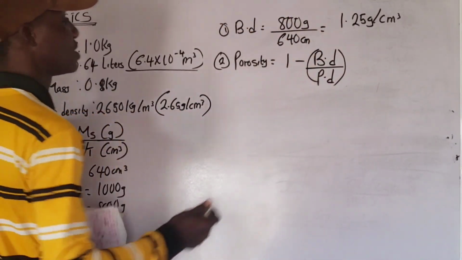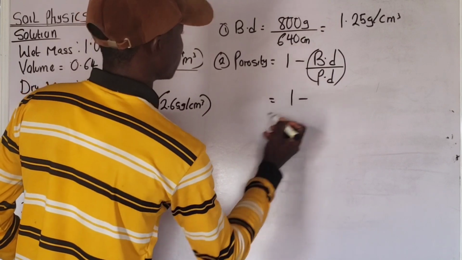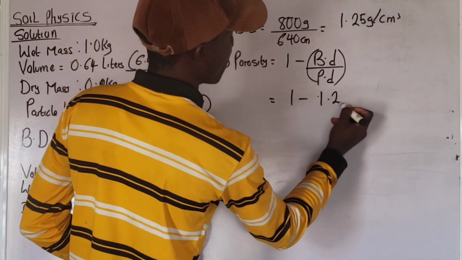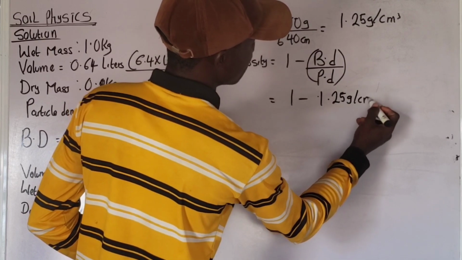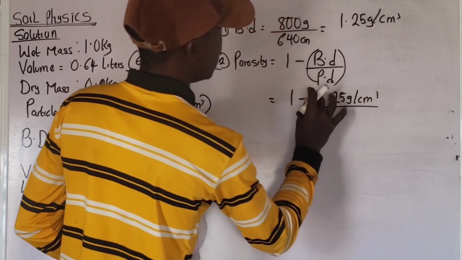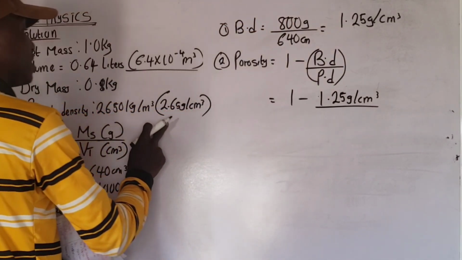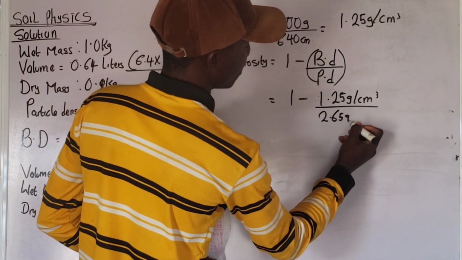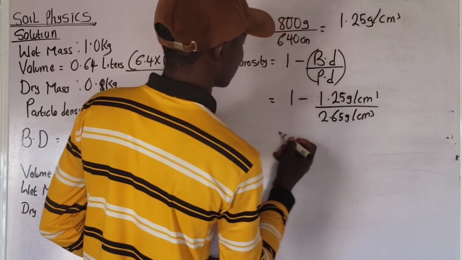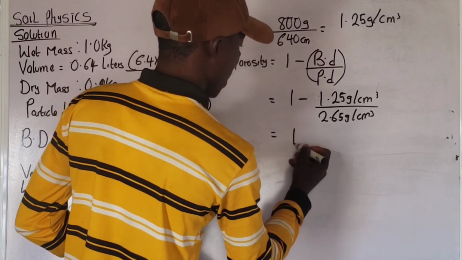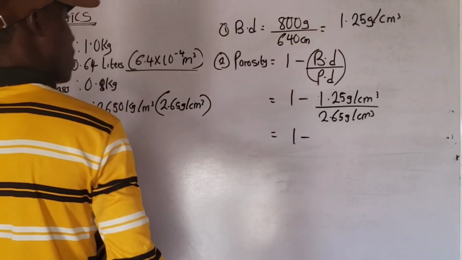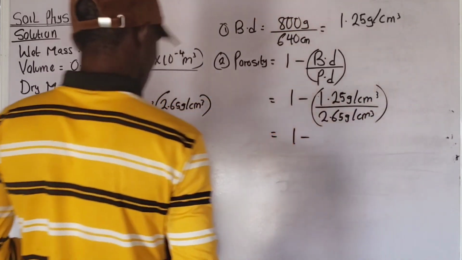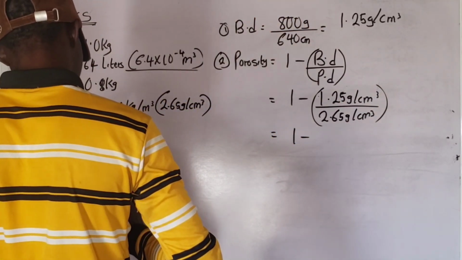Now the porosity is equal to 1 minus bulk density over particle density. The bulk density is 1.25. So I'm going to have 1.25 gram per cm cube all over the particle density. The particle density is 2.65 gram per centimeter cube. You understand? So for this, I'm going to have 1 minus, if you point your calculator, let me open the bracket, 1.25 gram per centimeter cube divided by 2.65.